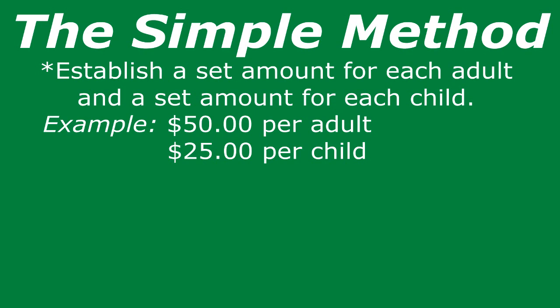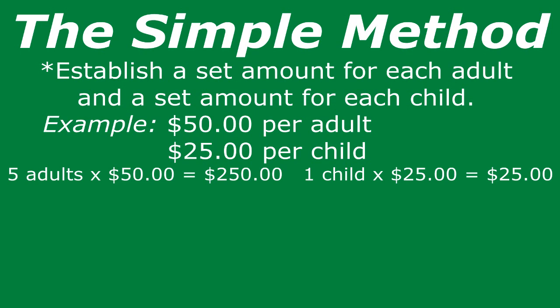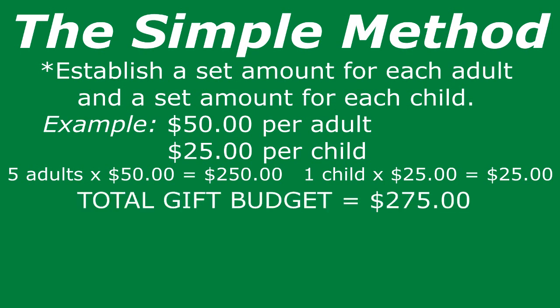Okay. I'm going to count up how many adults I have on my list. And I have 1, 2, 3, 4, 5 adults on my list. So 5 times 50, because that's how much I said I was going to spend on each adult, is $250. Now, I have 1 child on my list, and we decided that I was going to spend $25 on each child. So I'm going to add $25. Okay, so that means that I have a total gift budget of $275. That's what I need by Christmas in order to spend what I want to spend on Christmas gifts.